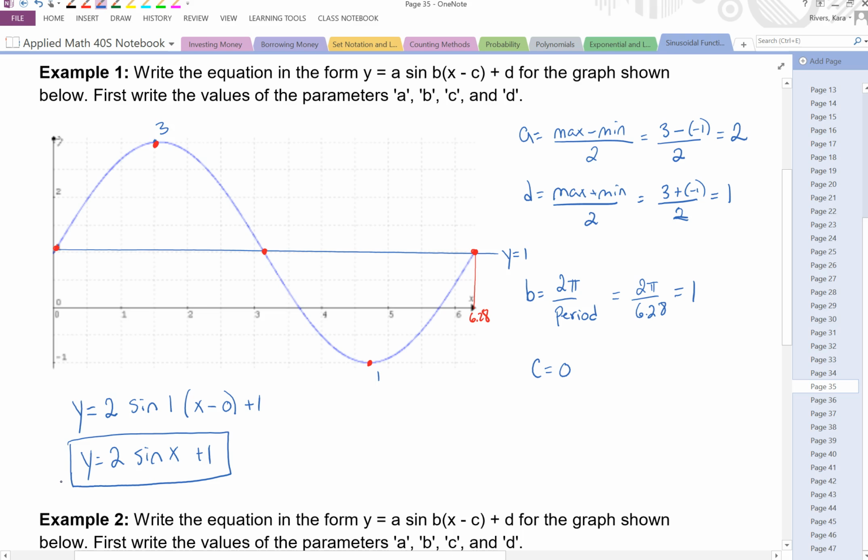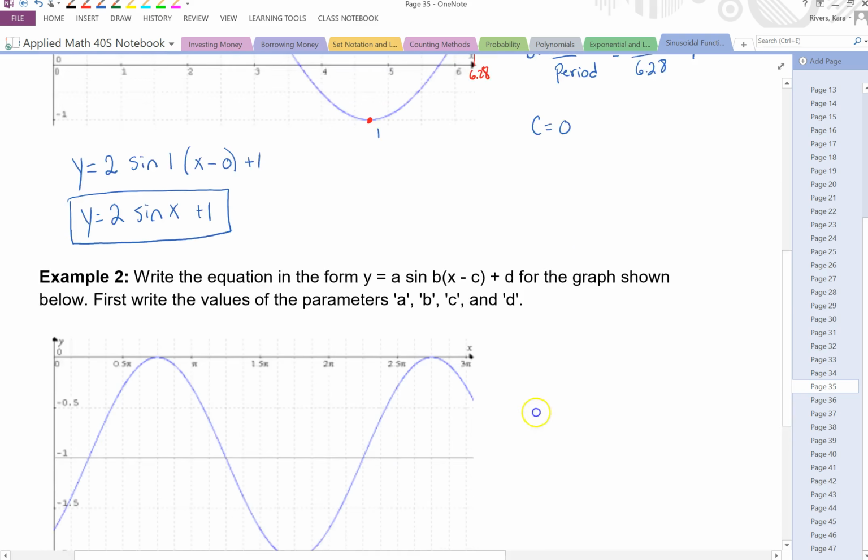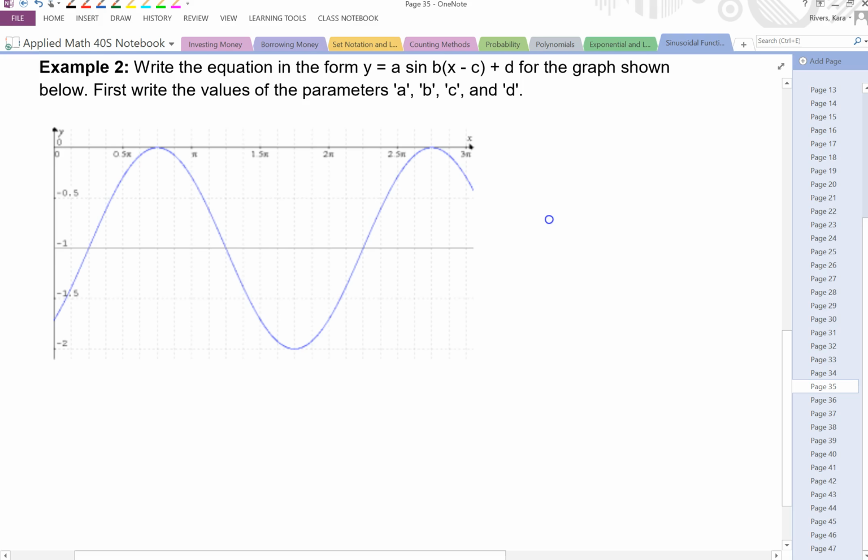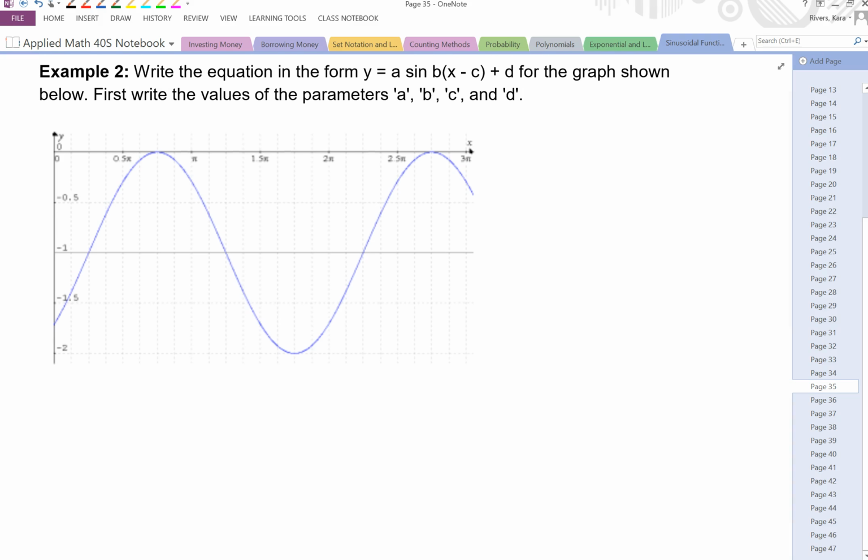Let's try another one. Let's take a look at example 2. Now in example 2 it says write the equation in the form, and it's the same format, for the graph shown below. First write the values of a, b, c, and d. So let's start the same way.